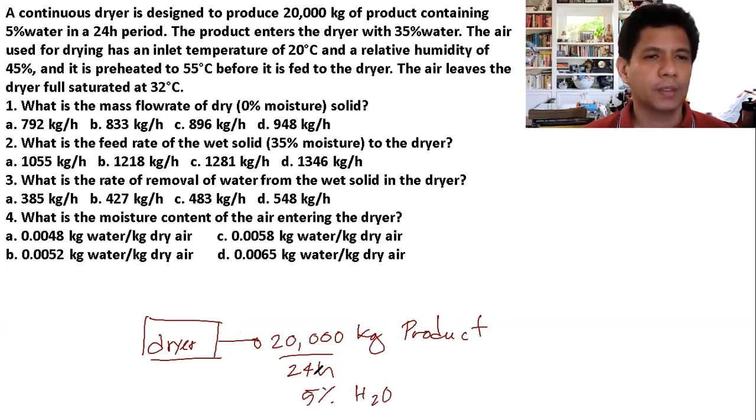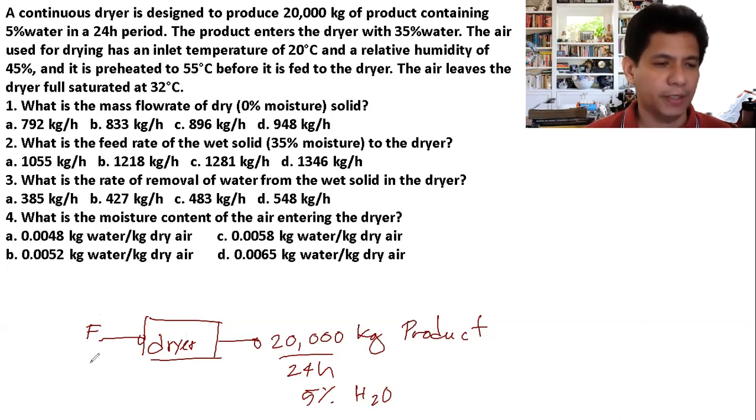Initially, the moisture content of the raw material before it enters the dryer, let's call this the feed, F, is 35% water. It contains 35%.